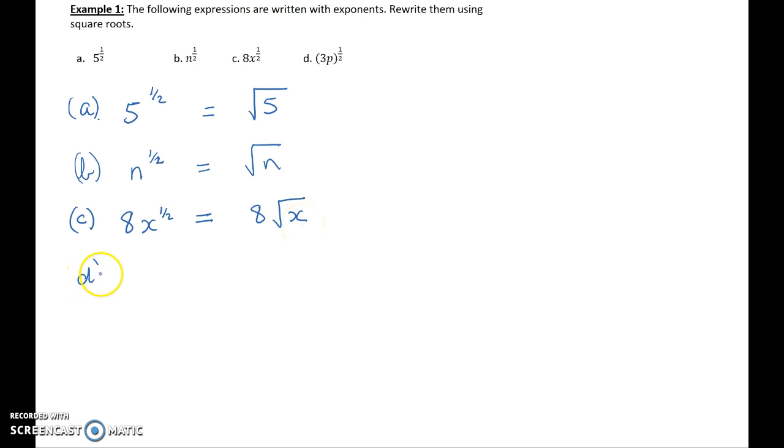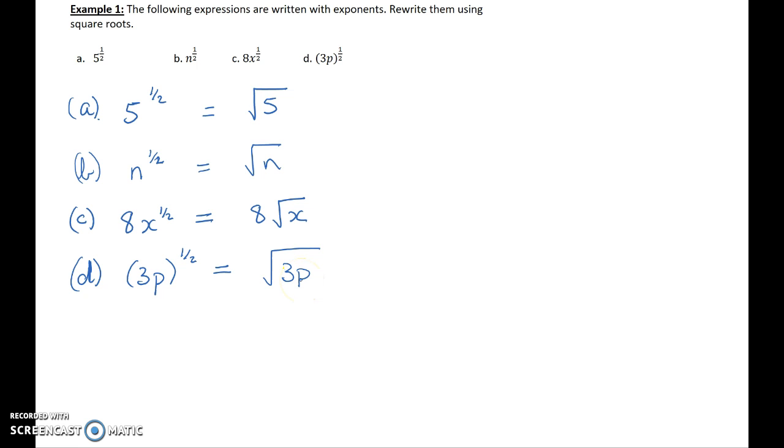And then in D, we have 3p in parentheses to the power of 1/2. Now, the fact that it's in parentheses means the 1/2 is on both parts of it. The 1/2 applies to everything. So because it's in parentheses, everything goes inside the square root sign. So it's the square root of 3p.